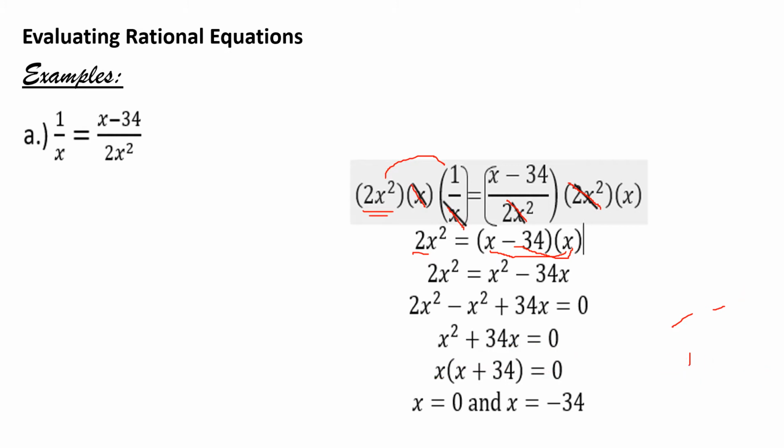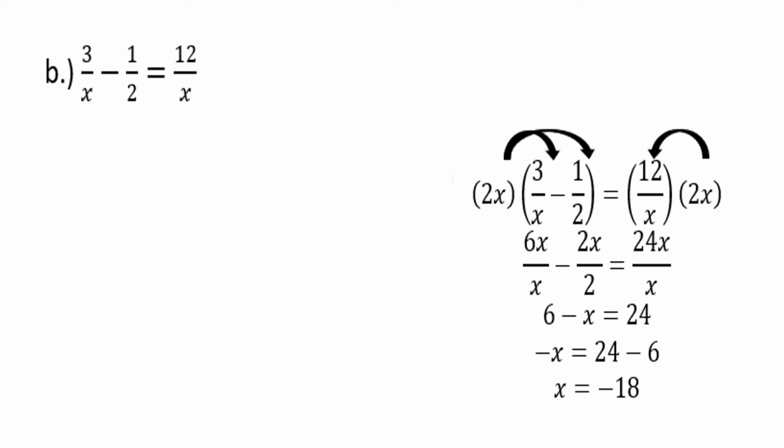Okay, next let's proceed here. So we can equate x equals 0. And we can also equate what is inside the parentheses, x plus 34 equals 0. So x plus 34 equals 0 is also the same as, for x, x equals negative 34. Okay, so let's have here our example letter B.